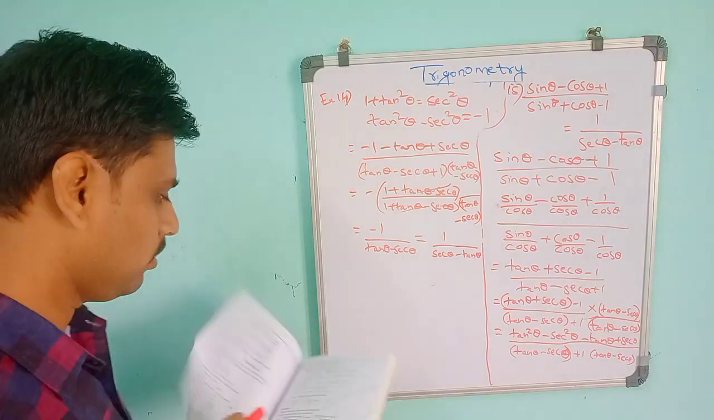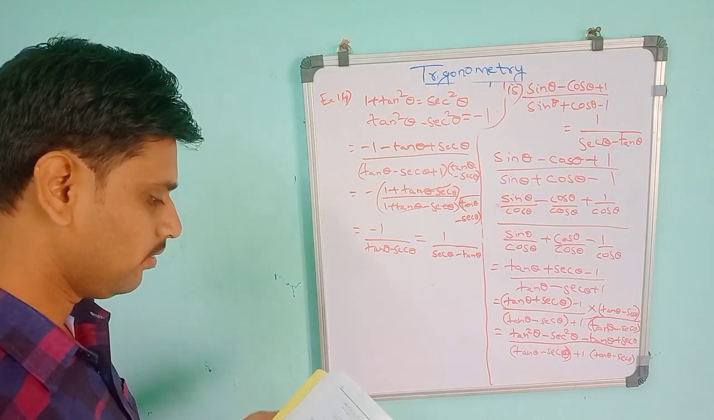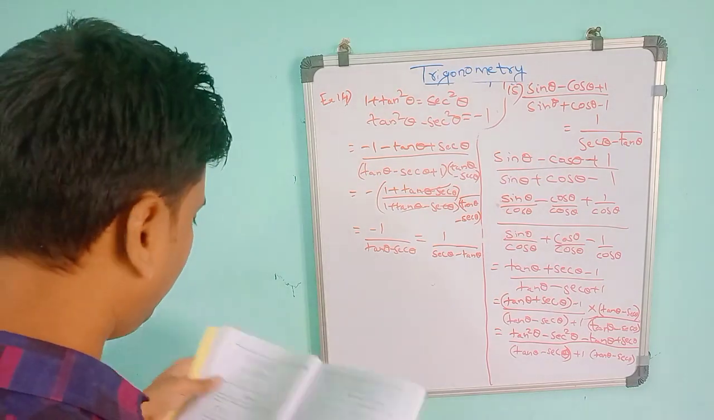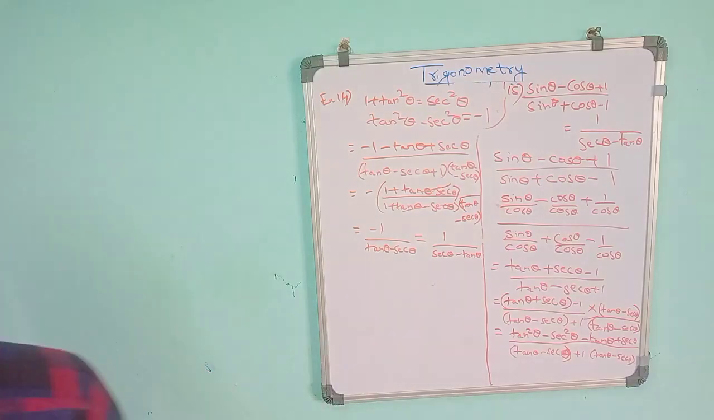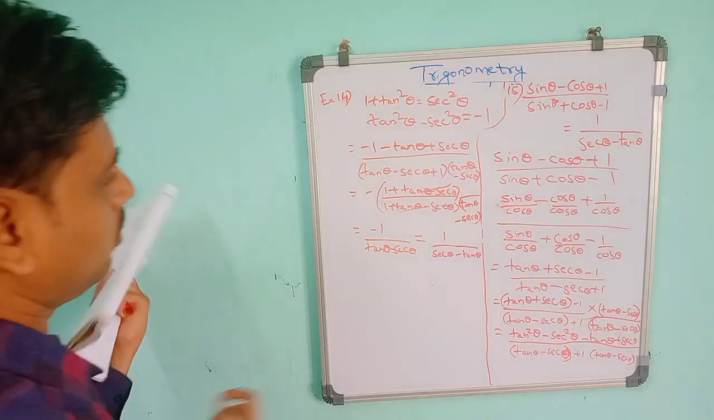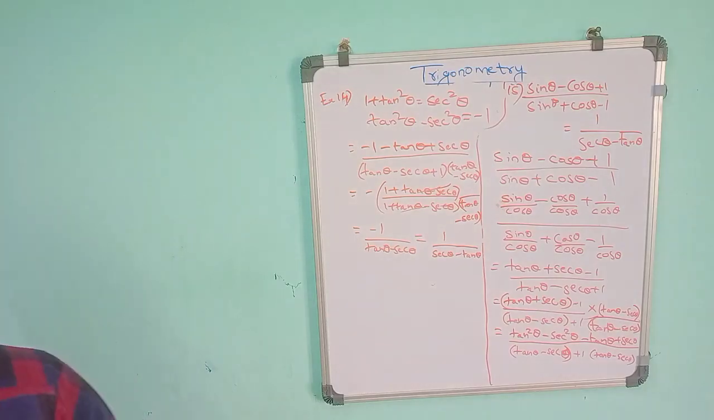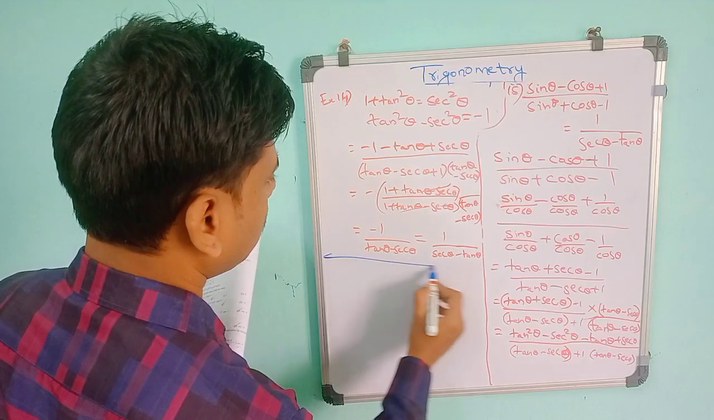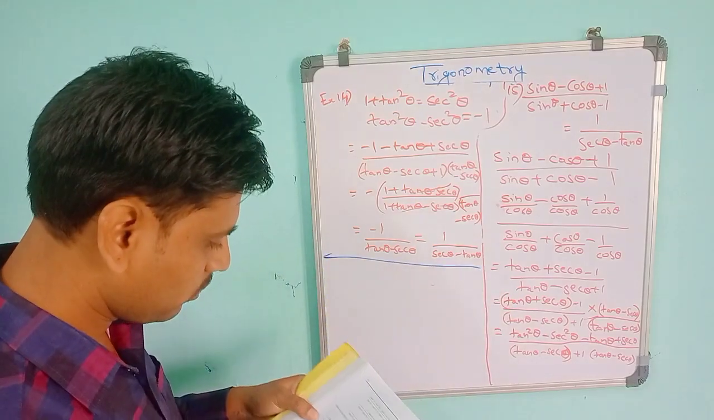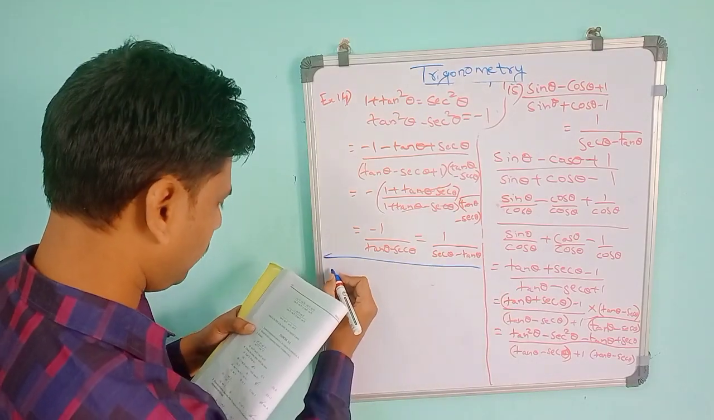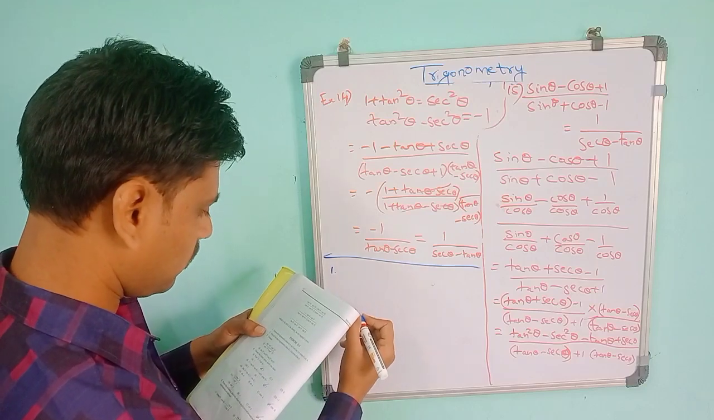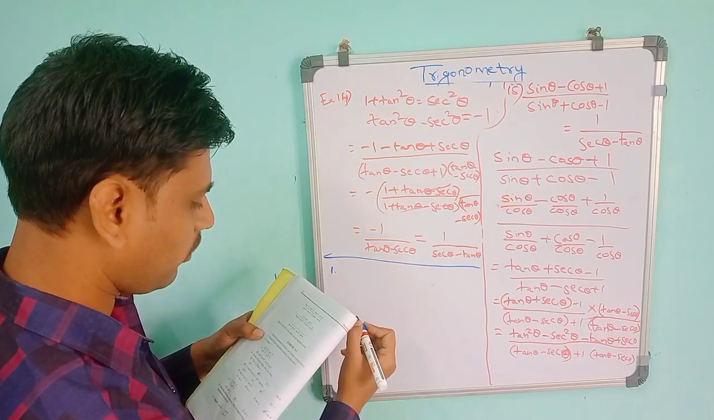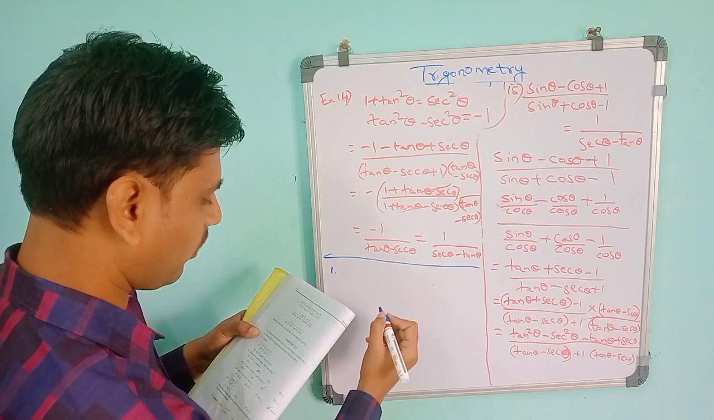After this, exercise 11.4. In that, the first one: express the trigonometric ratios of sin A, sec A, tan A in terms of cot A.